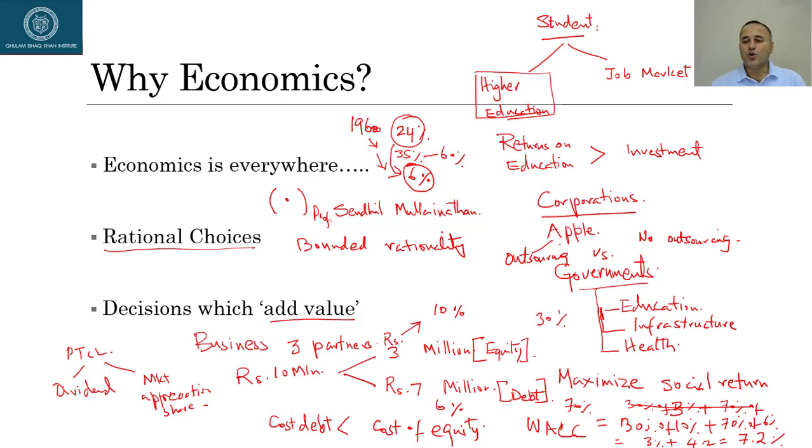Whenever a company is operating profitably, it is most likely to add value. It will only add value if the return of that company is more than 7.2%. So suppose a company is profitable and is making a return on total investment of, let's say, 12%.